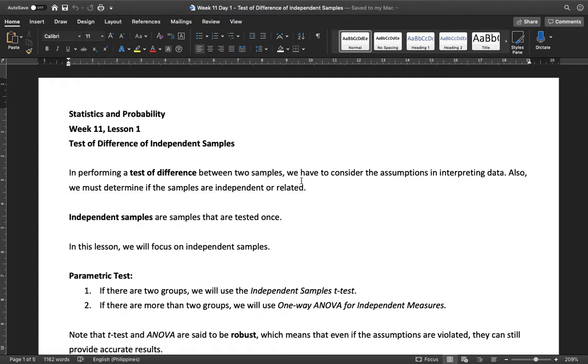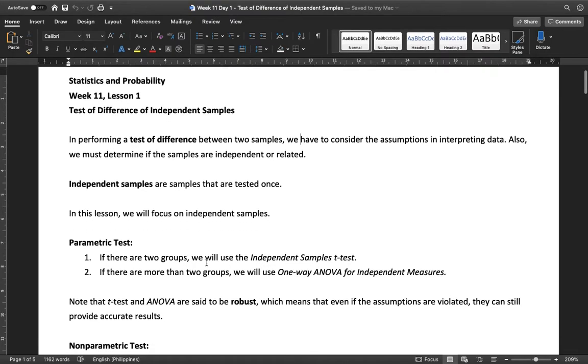Yung last previous lesson natin, di ba napag-aralan natin na meron tayong iba't ibang statistical test sa inferential statistics. Maraming pwedeng statistical test na pwedeng gamitin, right? But for now, we're just gonna focus on independent samples muna. Okay?